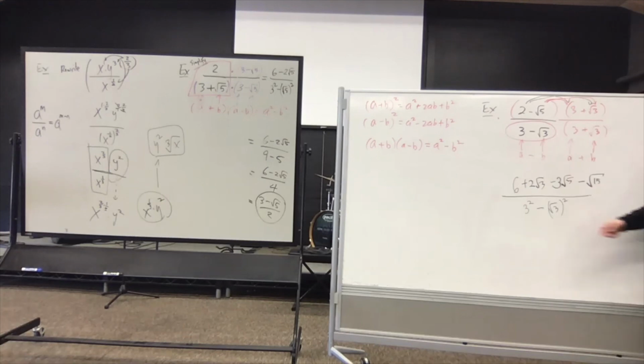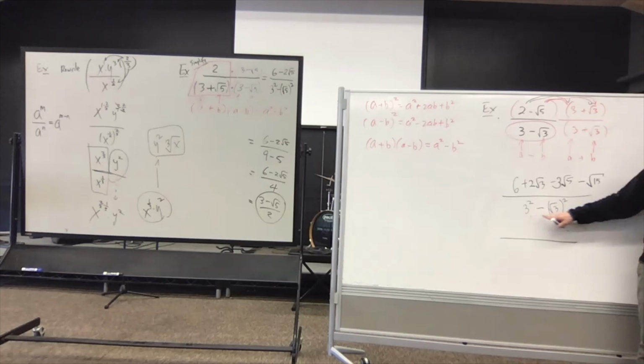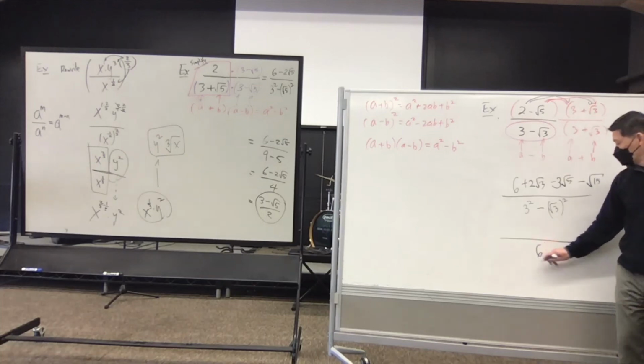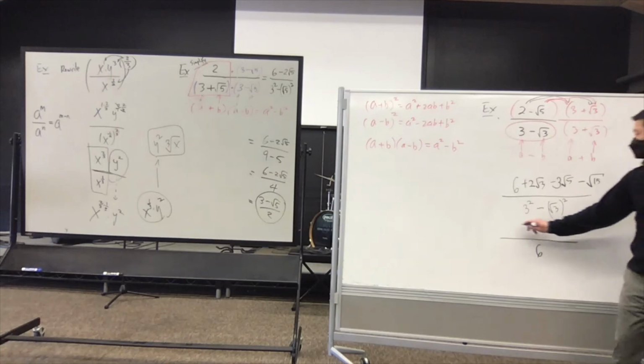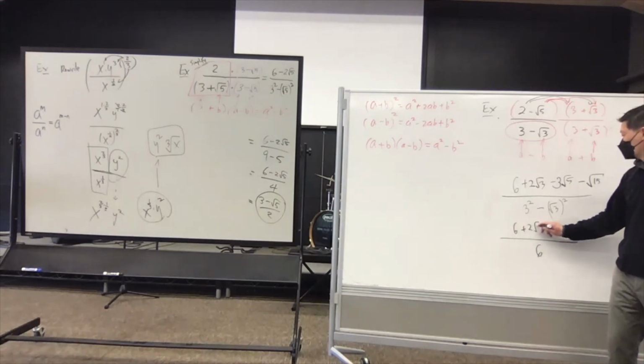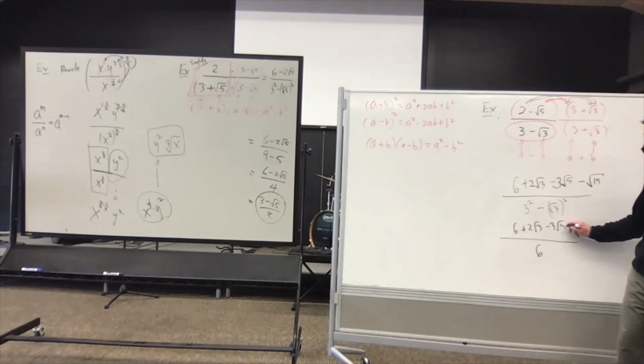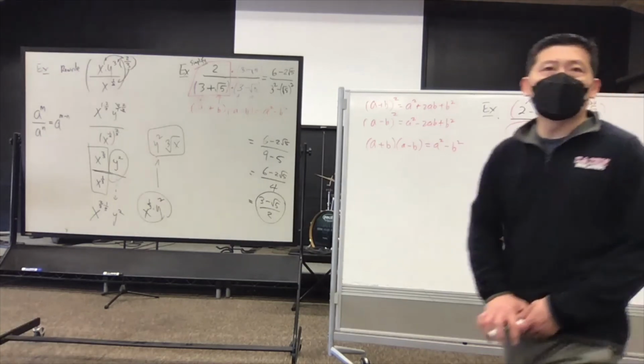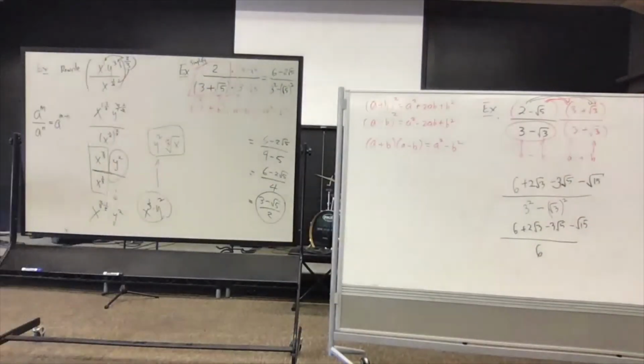So then on the bottom, 3 squared is 9. Square root of 3 squared is 3, which is 9 minus 3, which is 6. And on the top, 6 plus 2 square root of 3 minus 3 square root of 5 minus square root of 15. Ask myself, is there any more to simplify? Probably not. That's the answer.